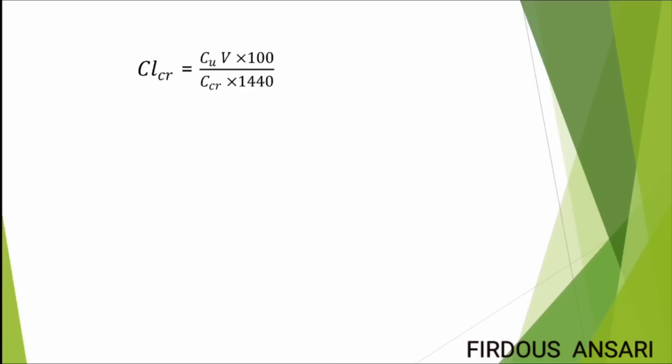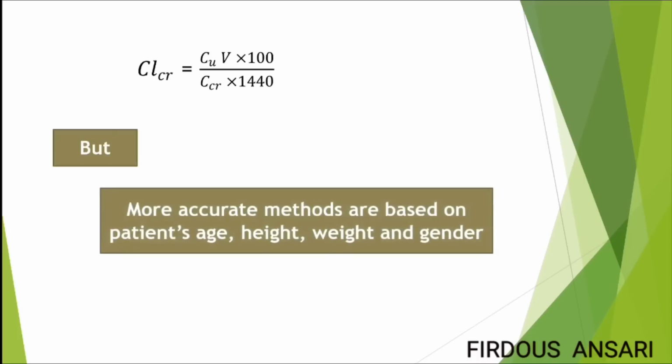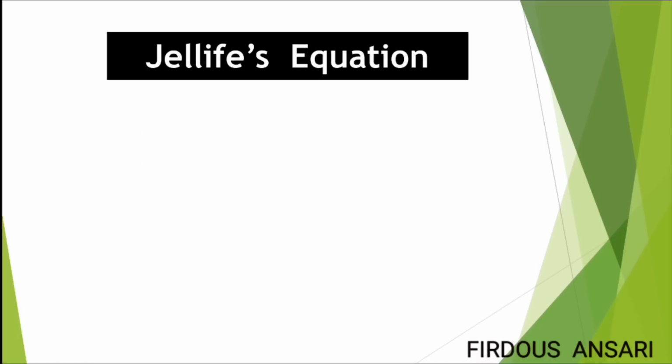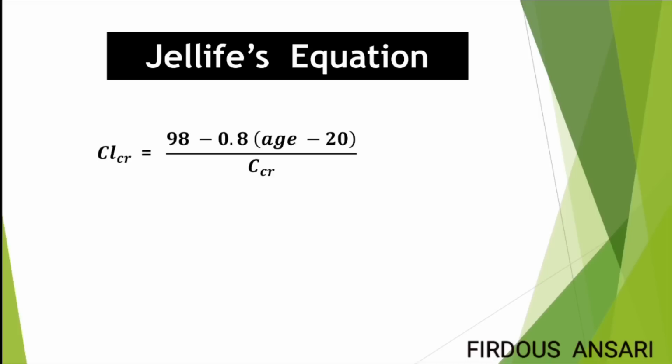Next, with this equation we can calculate creatinine clearance, but more accurate methods are based on the patient's age, height, weight and gender. So keeping that in mind, we have Jelliffe's equation, which is like this: creatinine clearance is equal to 98 minus 0.8 into (age minus 20), divided by the serum creatinine. Here not only serum creatinine but one more important thing, age, is considered, and not only age, even gender. If the patient is a woman, we need to multiply this equation by 0.9.